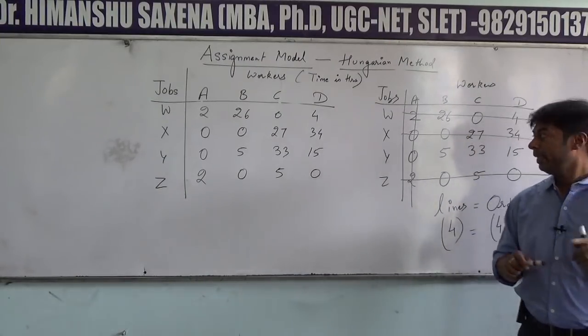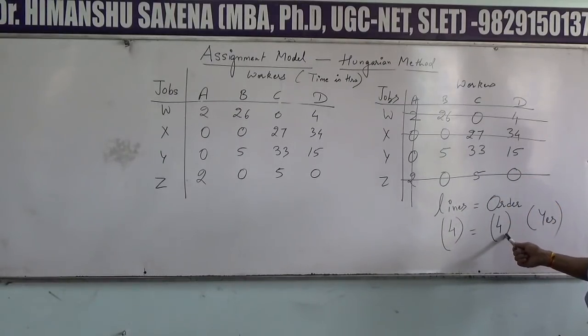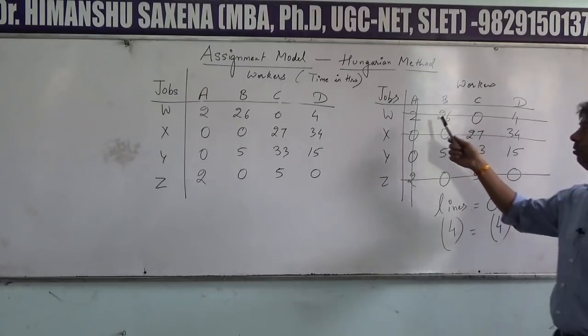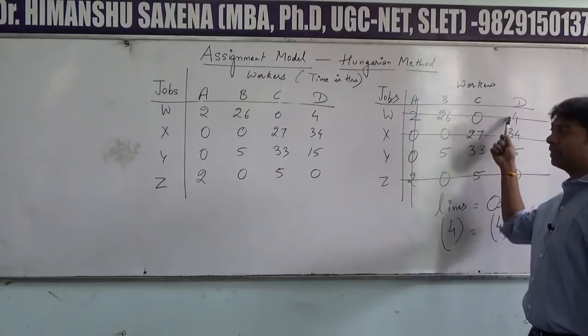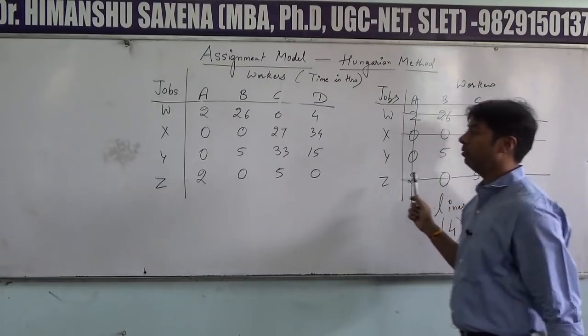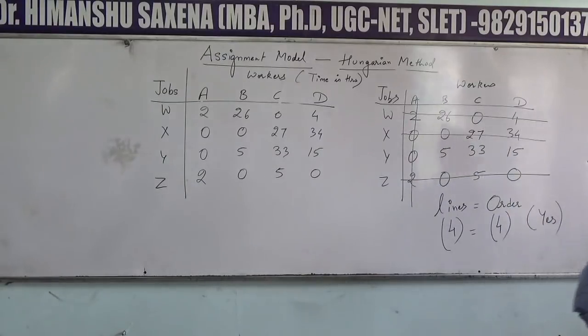Right? So do rewrite this table where the lines were equal to the order. So what we have done, we have just taken down this particular table neatly. The values are exactly same. So please take down this table for the final time before we make the assignments.